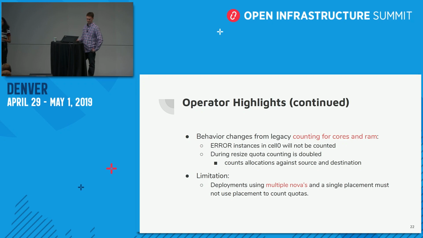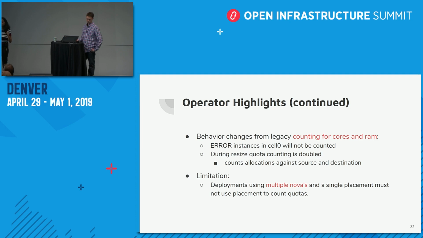So some of the other behavioral changes in this way of counting quotas, when compared to the traditional way, is that I talked about cell0, the special cell where you have all your error instances. Today when we count quotas, we also count the cores and RAM of those instances. But if you start using placement, we will not be counting the cores and RAM for the error instances anymore.